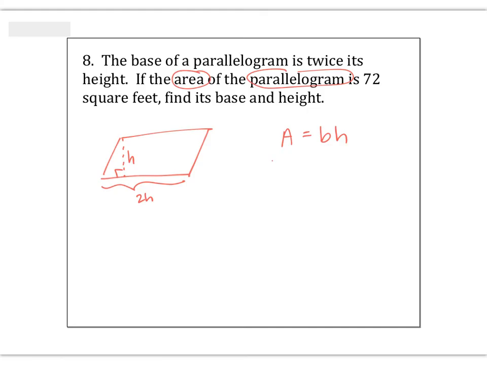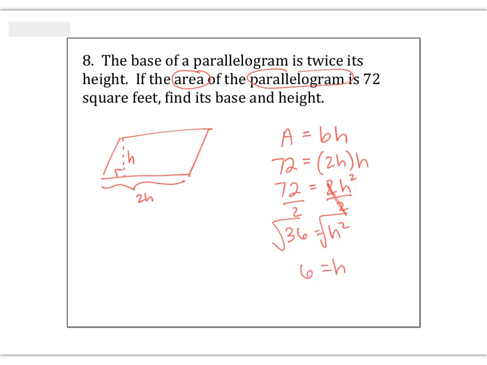72 is the area, so 72 goes in for the A. Do we know the base? Nope, but we're calling it 2H. And the height we don't know either, but we're calling it H. Let's see if we can simplify this. 72 can stay by itself for now, but H times H is actually H squared. Then we can divide by 2. So we get 36 equals H squared because these 2's cancel out. And then we can take the square root and H equals 6.